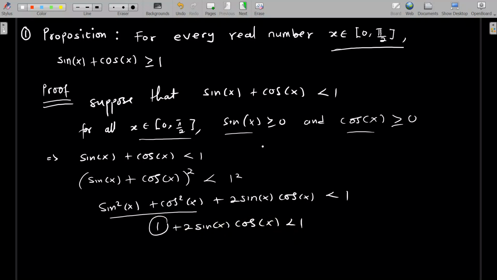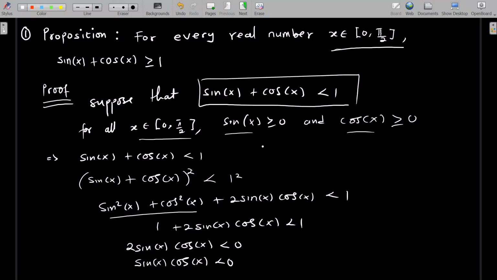So you're going to get this statement, less than 1. If I send this 1 to the other side of the inequality, I'm going to have 2 sine of x cosine of x less than 0, because 1 going to this side gives us 0 there. Dividing through by 2, I have sine of x cosine of x less than 0. What this tells us is that for this claim that we made, we've been able to deduce that for every x that we pick in the interval 0 to pi over 2, the product of the sine of that value and the cosine of that value is less than 0. That's what we've been able to prove.